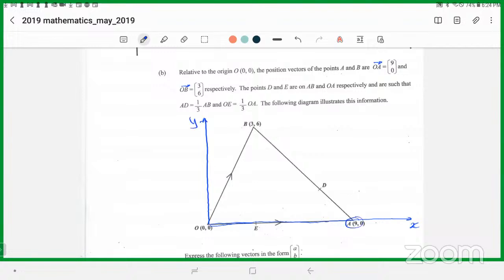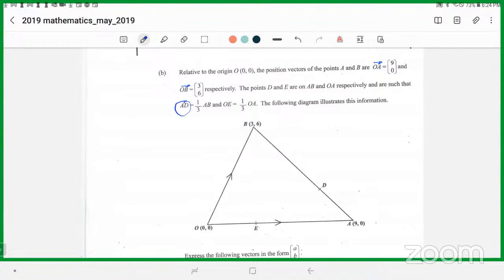This is the point 9, 0. This is the point 3, 6. Then right here must be some point, maybe 3, 0. But we'll work it out. They didn't show the axes, but no problem. Right? So it says the points D and E, that's this one and this one, are on AB and OA respectively, and are such that, and it's giving us such information now.